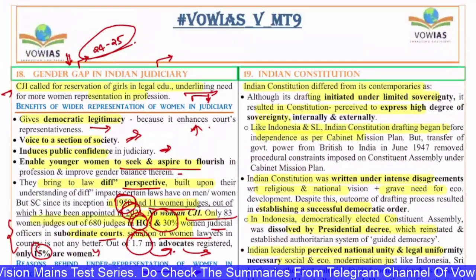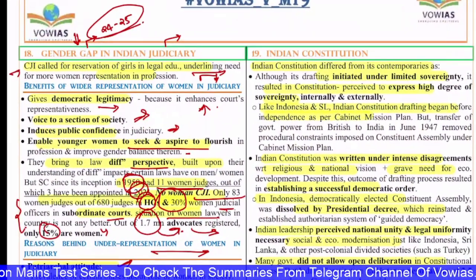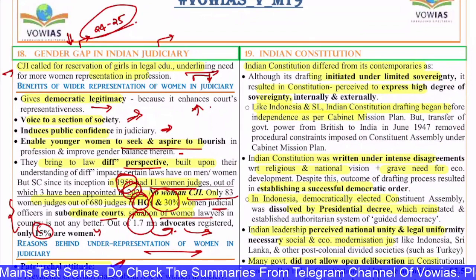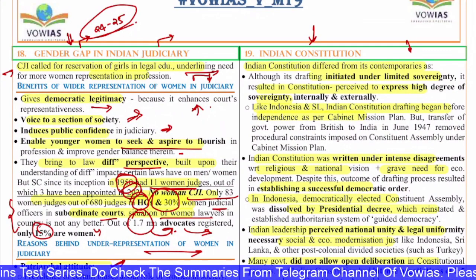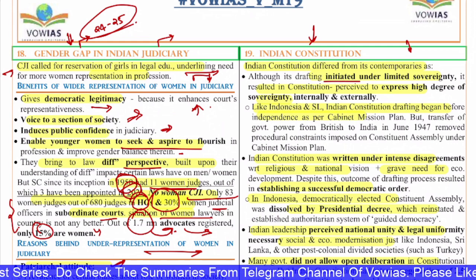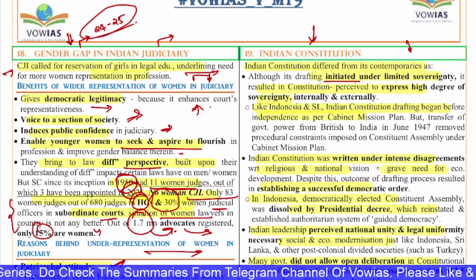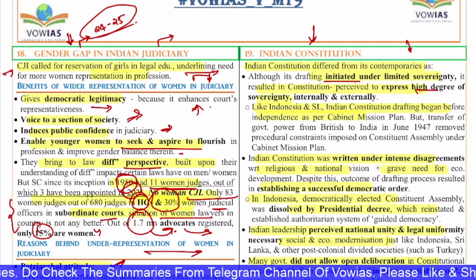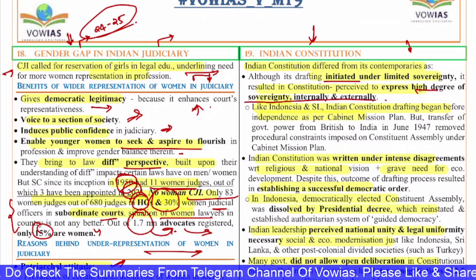Now let's look at the next question, which is about the Indian Constitution, the 19th question. The Indian Constitution differed from its contemporaries in various ways. Although its drafting was initiated under limited sovereignty, it resulted in a Constitution that is perceived to express a high degree of sovereignty internally and externally.